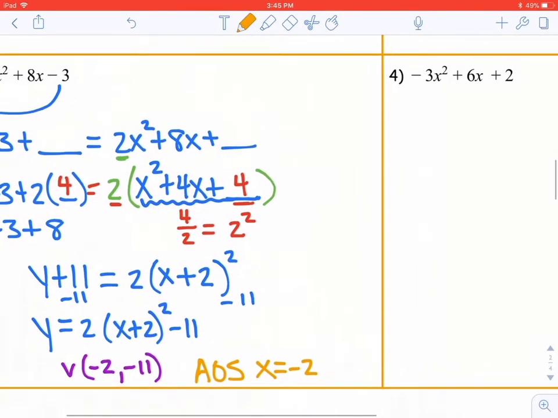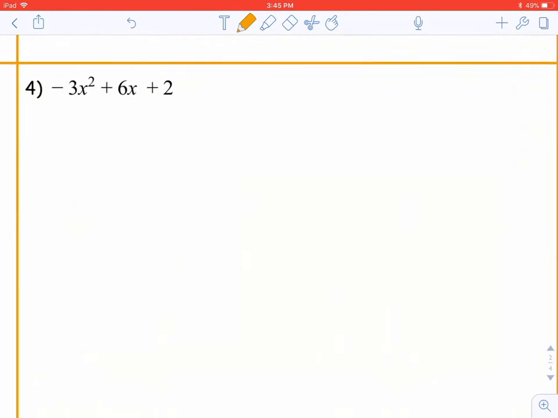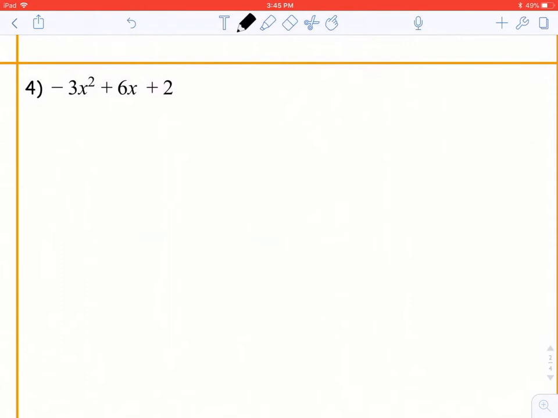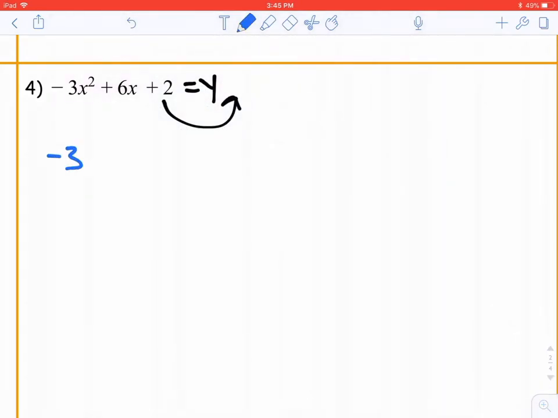All right, let's look at the last example of putting a quadratic from standard form to vertex form. And I notice I need a y equals on this one, so I'm just going to write it in. Okay, so let's get started. We want to first move the 2 out of the way. Let me grab my blue pen. So -3x squared plus 6x plus blank equals y minus 2 plus blank.